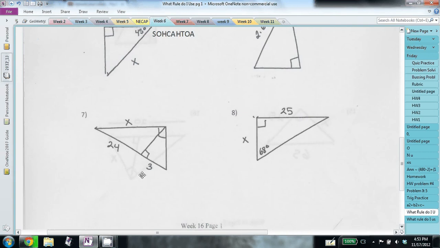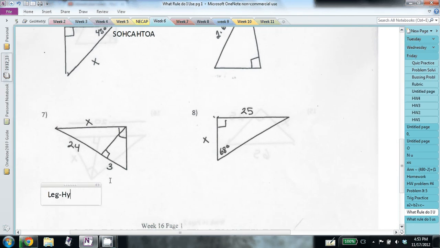Number 7. Oh, there's the familiar triangle. Split down the middle by an altitude. And because I am looking for the leg over here, I don't have anything on the altitude. There's no number. I'm not looking for it. I am going to use the leg hypotenuse rule. Notice that I'm not going to use Pythagorean theorem here because I don't really have enough information to get the missing part. And number 8 is going to be another SOHCAHTOA.